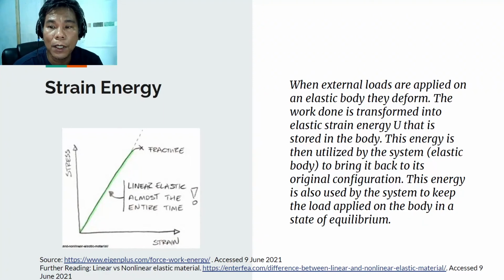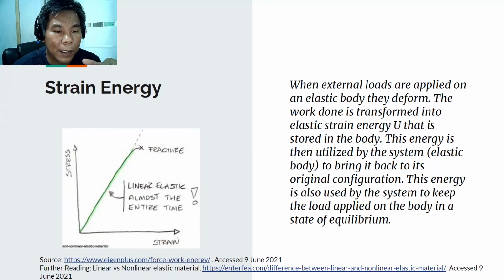When external loads are applied on an elastic body, they deform. The work done is transformed into elastic strain energy U that is stored in the body. This energy is then utilized by the system, that is the elastic body, to bring it back to its original configuration. This energy is also used by the system to keep the load applied on the body in a state of equilibrium. So if you remember in your mechanics of deformable bodies, you talk about the stress and strain diagram.